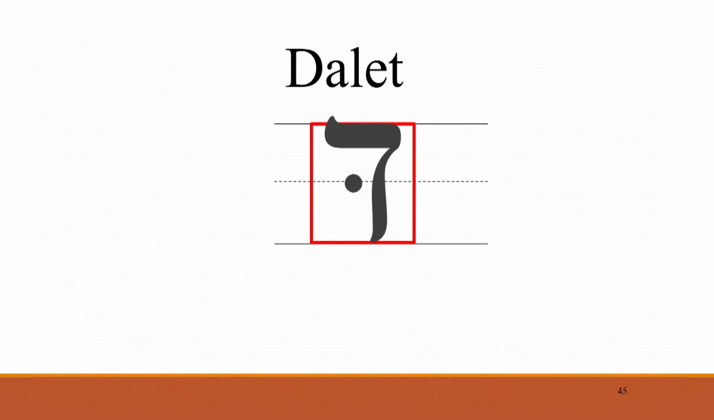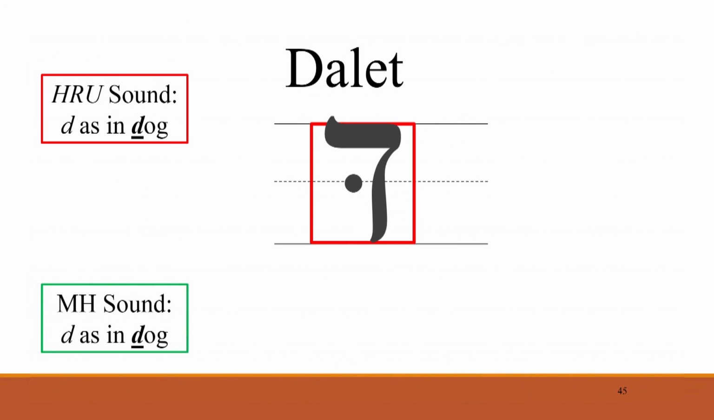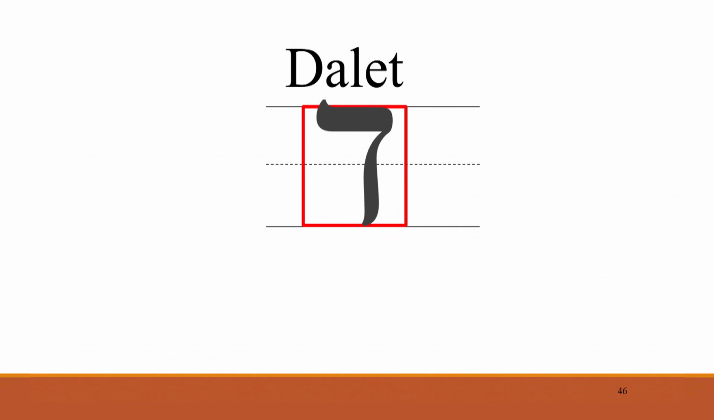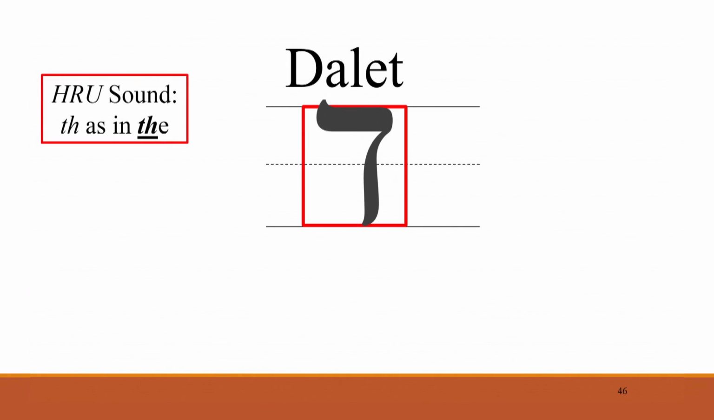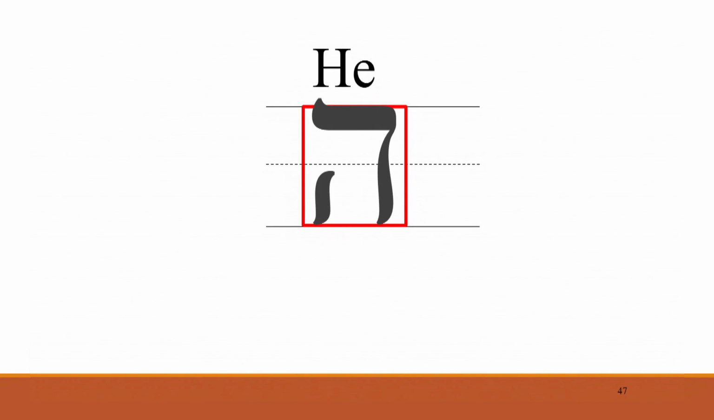Here is dalet with dagesh. It makes the sound d, as in dog. Same is true in modern Hebrew. Here is dalet without the dagesh. In HRU, I give you the pronunciation th, as in the. It's a voiced TH sound. In modern Hebrew, they do not make a distinction between with and without the dagesh, so it's just d as in dog.